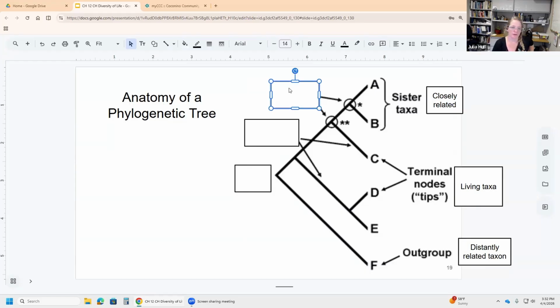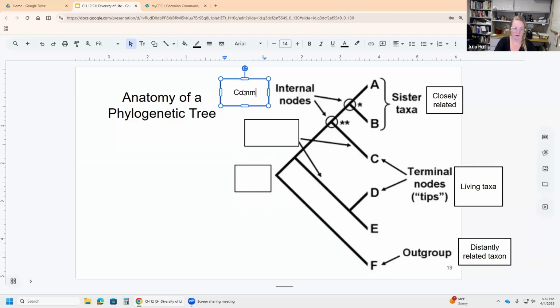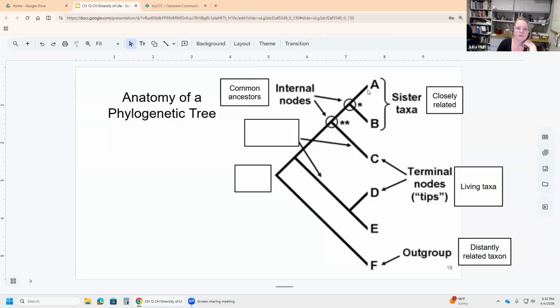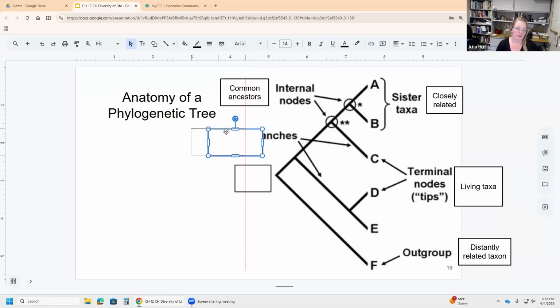Now these nodes are the common ancestors of the living taxa. So let's start with A and B, and we can go back in evolutionary time and find where those branches intersect. That's where our common ancestor is, and this is our extinct common ancestor, right?